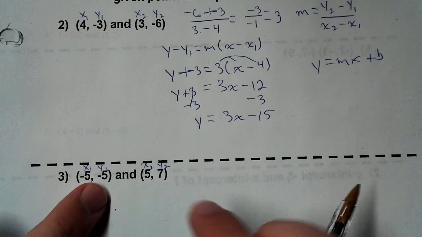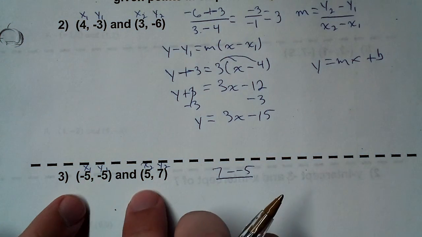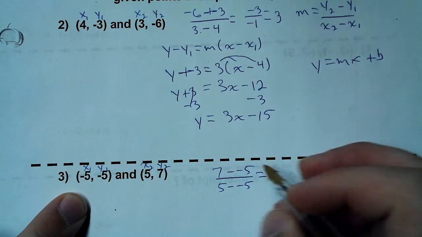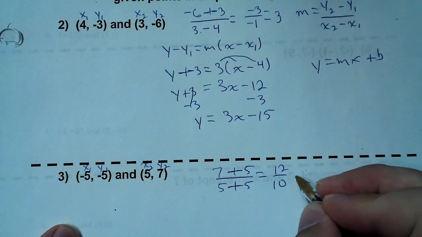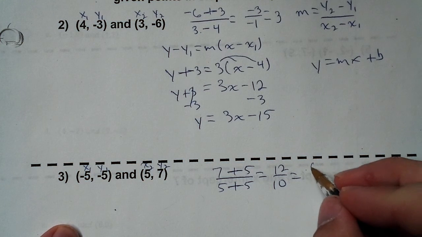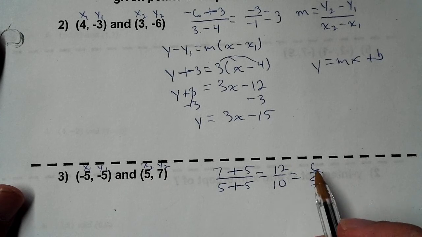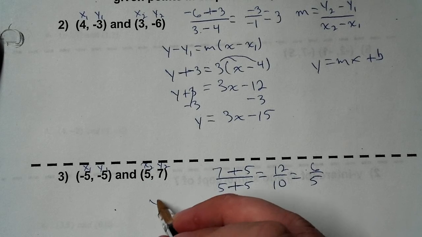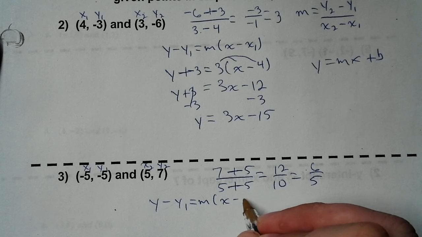So y2 minus y1, 7 minus negative 5 over x2 minus x1. 5 minus negative 5, which will give me 12 over 10. 12 divided by 10 simplifies to 6 over 5. So I have a fraction slope. That's okay. I got my x1, y1. I've got my slope, so I can put it in point slope form. y minus y1 equals m times x minus x1.